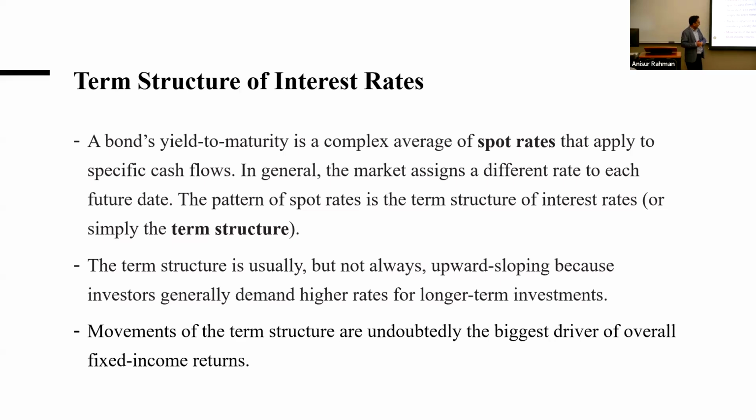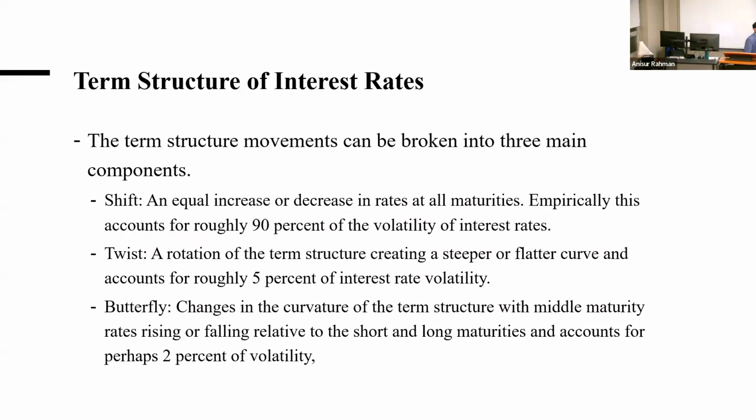Movements of the term structure are undoubtedly the biggest driver of overall fixed income returns. Okay. And there are many ways that this yield curve can change depending on the economic situation. The 3 major components are shift, twist, butterfly. What is shift? In that case, the yield curve will increase or decrease in rates at all maturities by the same amount. So it is a parallel shift.